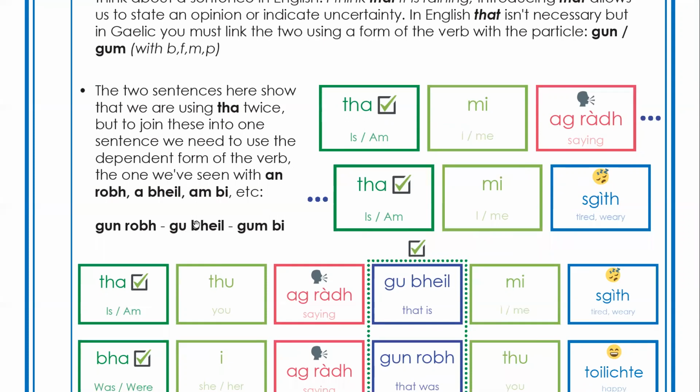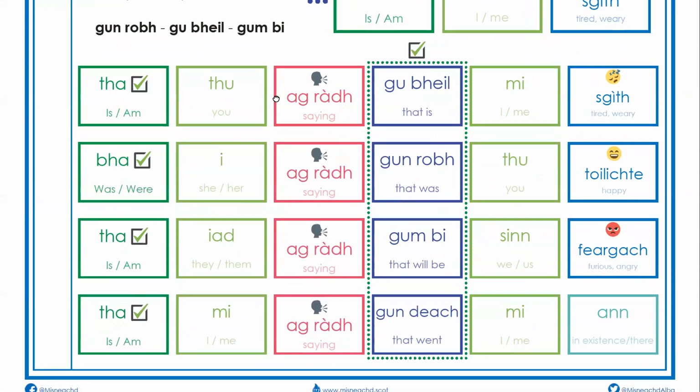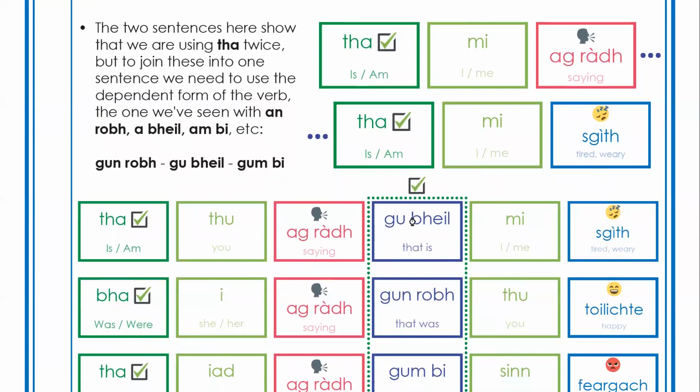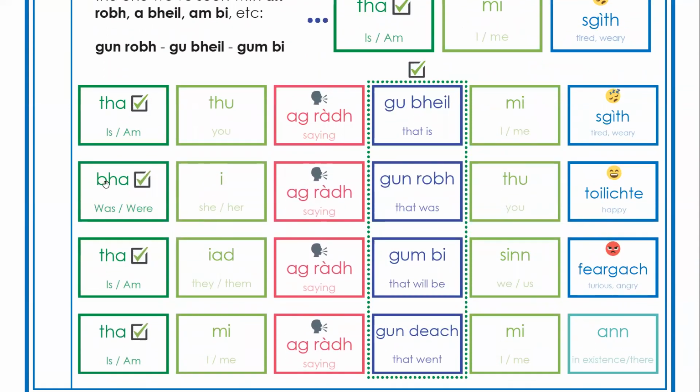Bheil is often the odd one out in that it does its own thing. So here we just have bheil, we don't have gum bheil, which is traditionally what it would have been. This is the kind of modern form. So tha thu ag ràdh bheil mi sgìth. That's how we'd have linked these two sentences. Tha mi ag ràdh bheil mi sgìth. So this second tha is changing to bheil. If we were doing that in the past tense, bha i ag ràdh robh thu toilichte. So she was saying that you were happy.